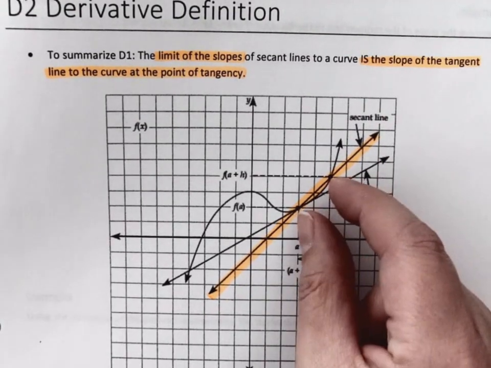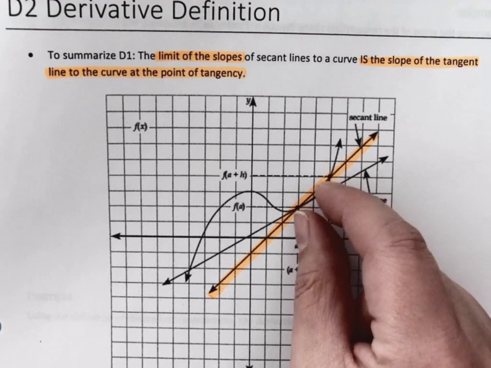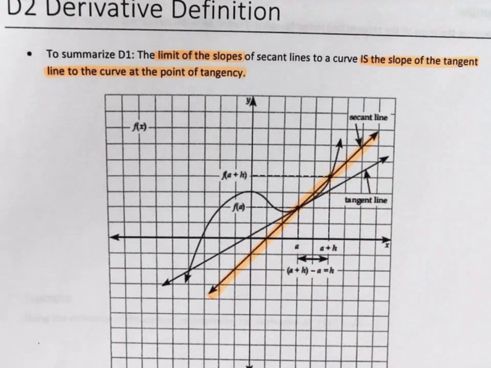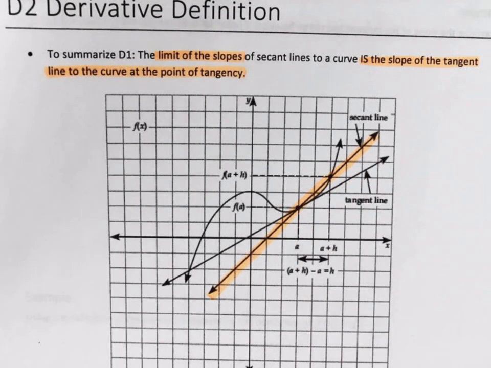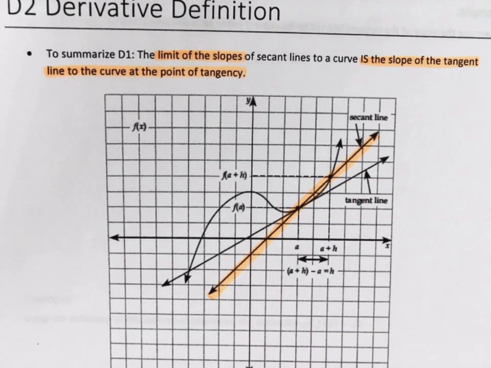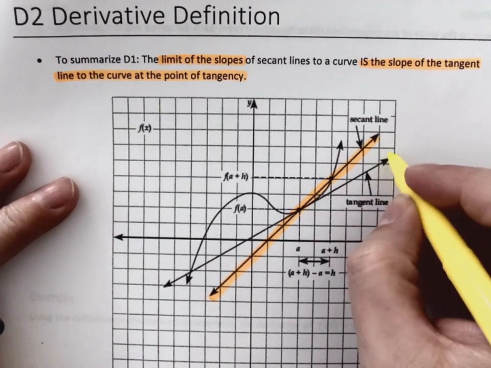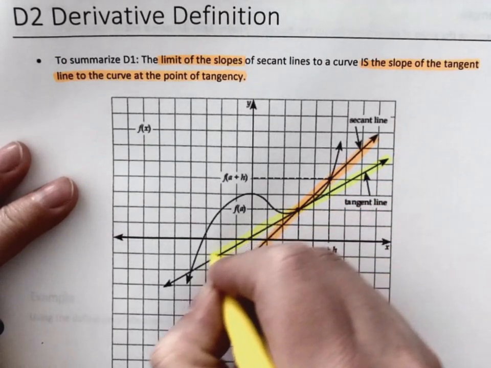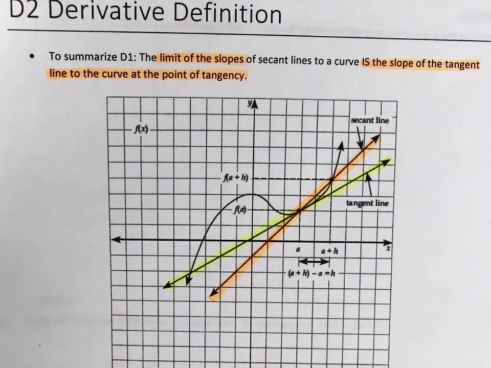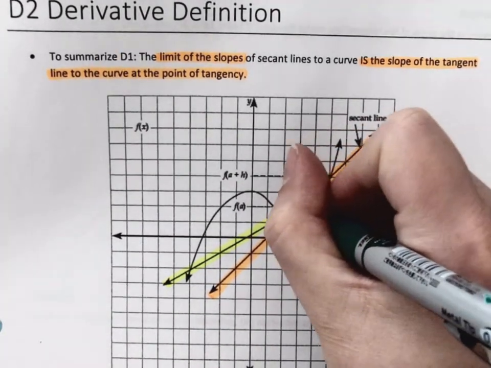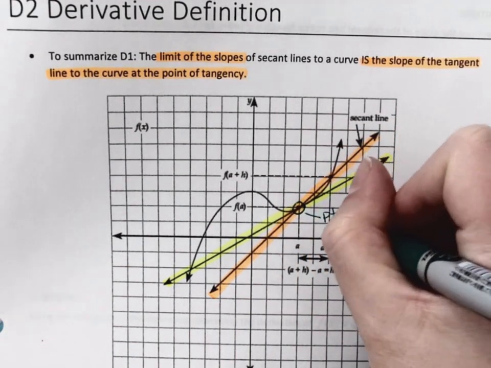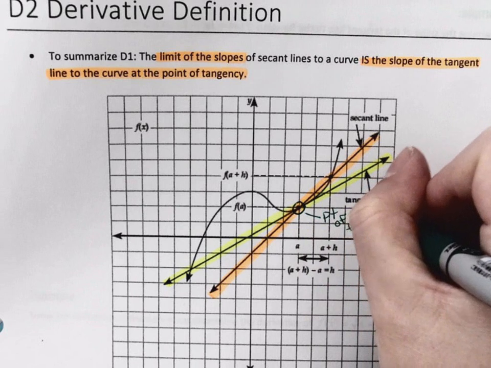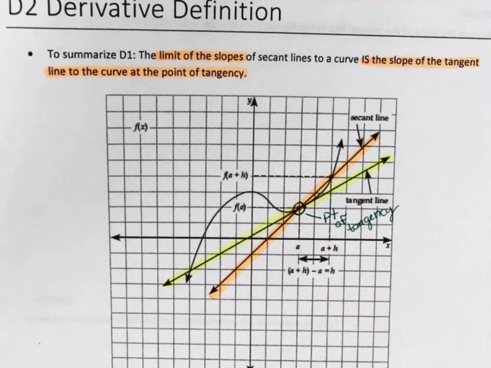So the idea is as the 2 points get closer and closer to that point of tangency, as this point moves closer to this point, we're going to get a more accurate result. That's why we're doing limits of it. This one is my tangent line, and the point of tangency is the single place where it hits the curve. So this right here at A, that's my point of tangency. This is just a review of D1.